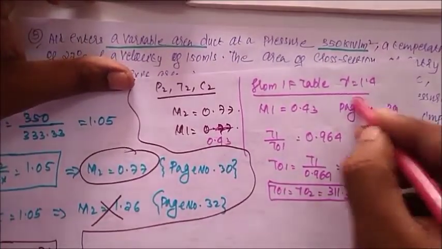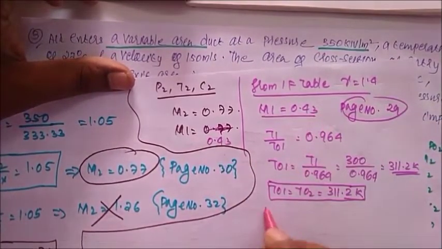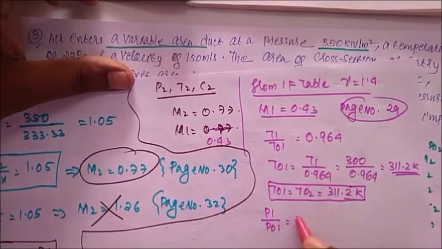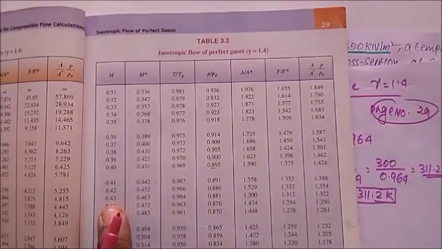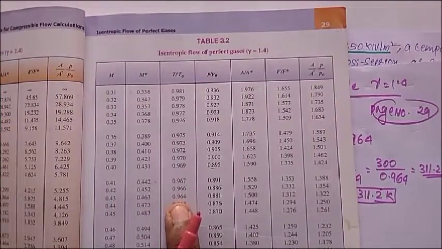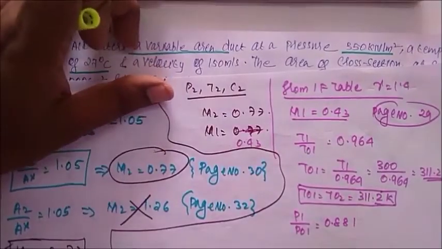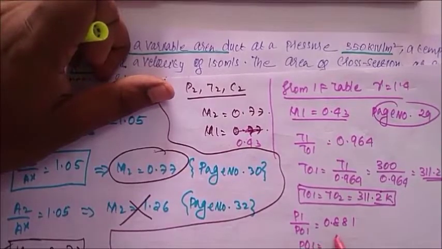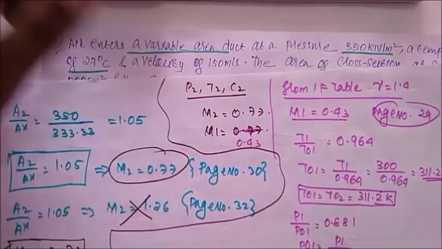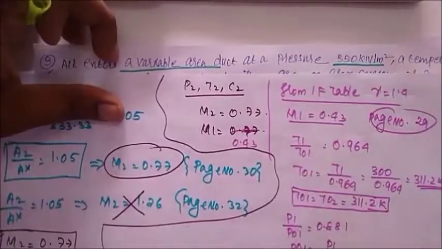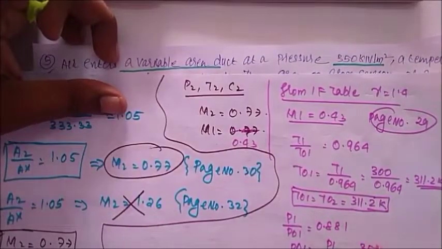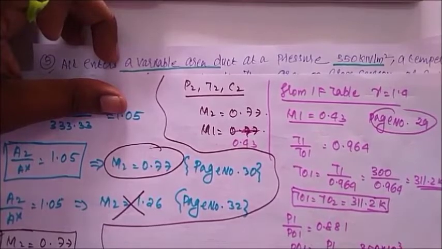Similarly, for Mach number 0.43, P1 divided by P01 is equal to 0.881. So for 0.43, the corresponding T1 divided by T01 is 0.964 and P1 divided by P01 is 0.881. Therefore, P01 is equal to P1 divided by 0.881. What is the value of P1? P1 is equal to 350 into 10 raised to 3 divided by 0.881.